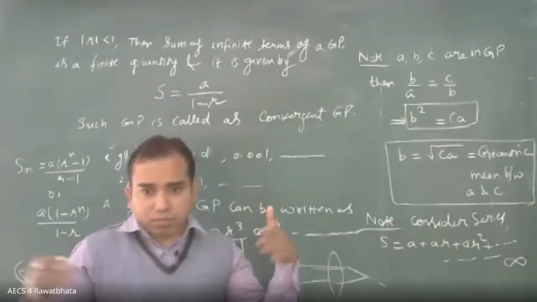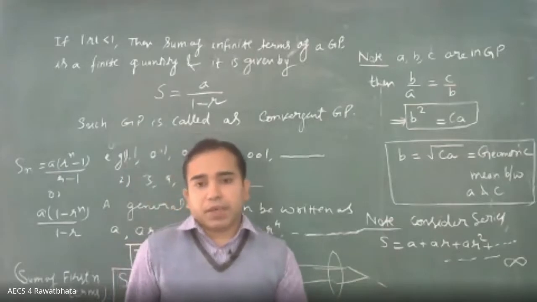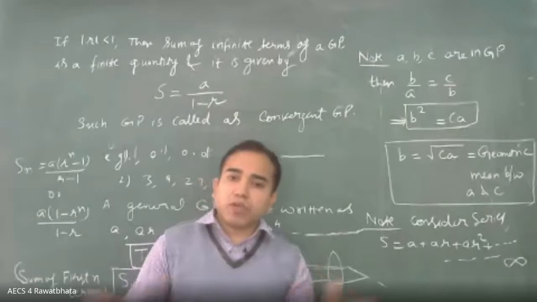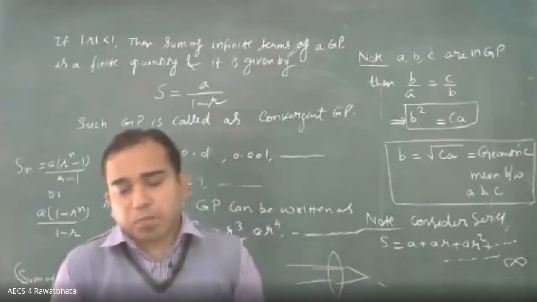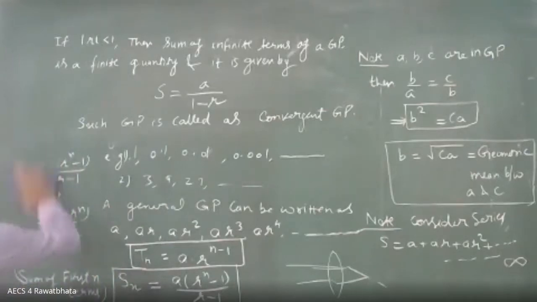Converge means coming, being centered to a point. So this is a fixed number. Divergent means moving towards infinity. One more thing, and then we shall move towards our exercise.